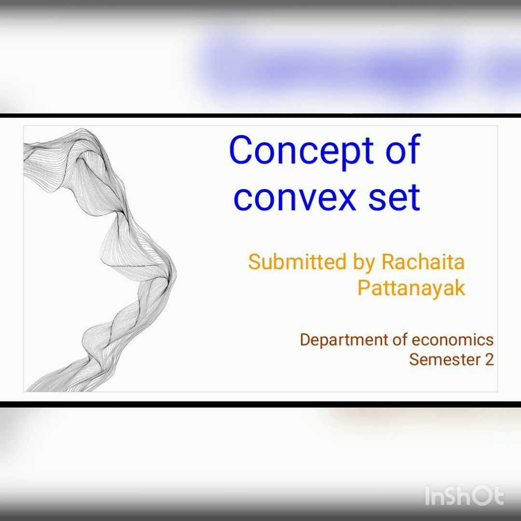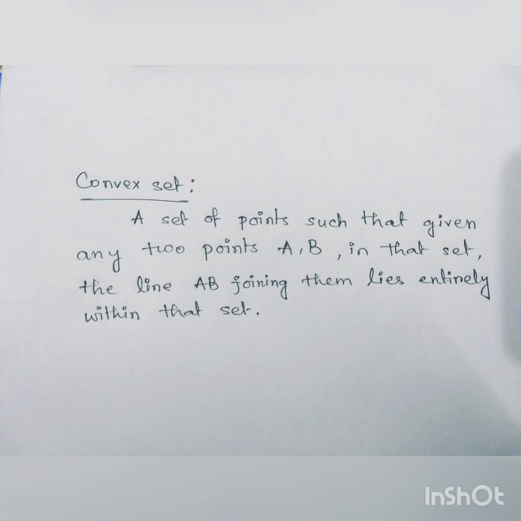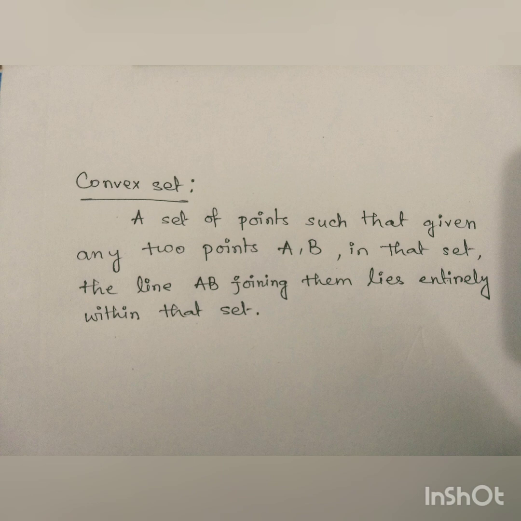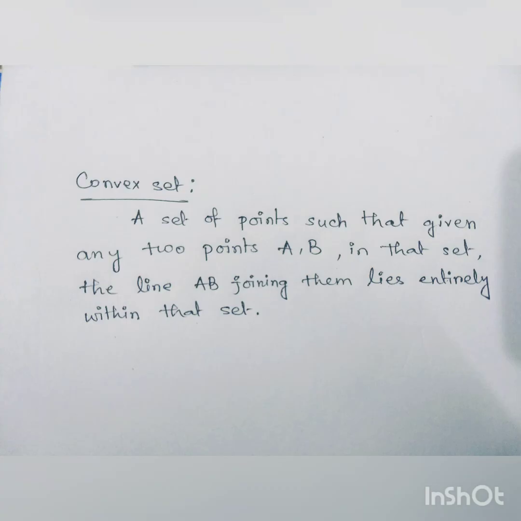Today we are going to talk about the convex set. So what is a convex set? A convex set is a set of points such that given any two points A, B in that set, the line AB joining them lies entirely within that set. This means that the set is connected and has no dents in its perimeter, so that we can pass between any two points without leaving the set.